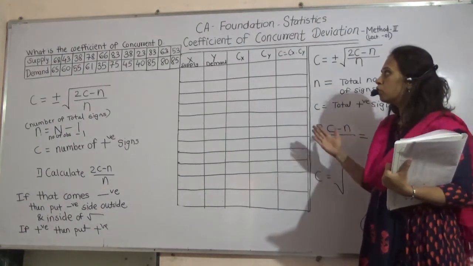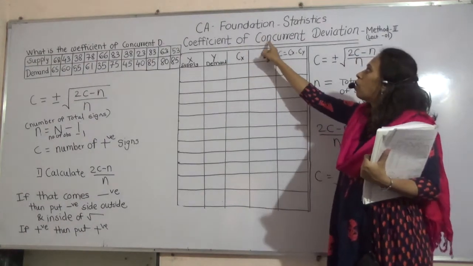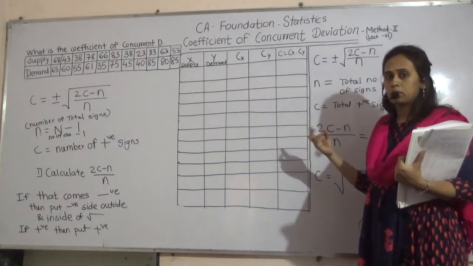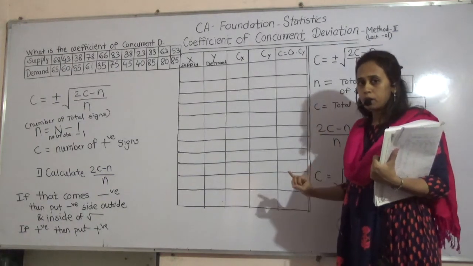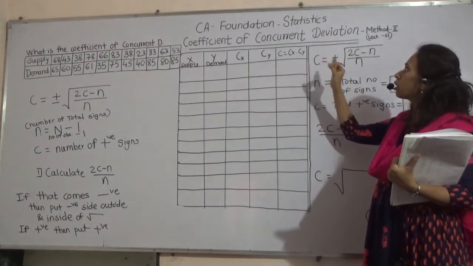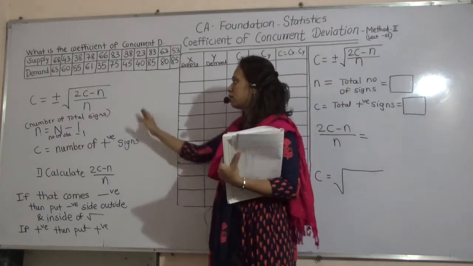Now we will move to the next method, that is the coefficient of concurrent deviation. This is the second method. We are done with Spearman's. This is the next method, coefficient of concurrent deviation. Now let's see the formula.